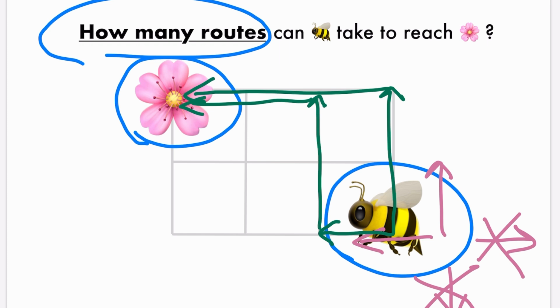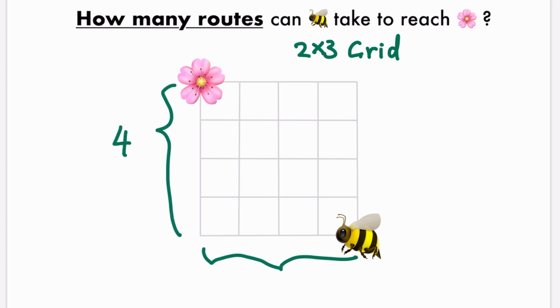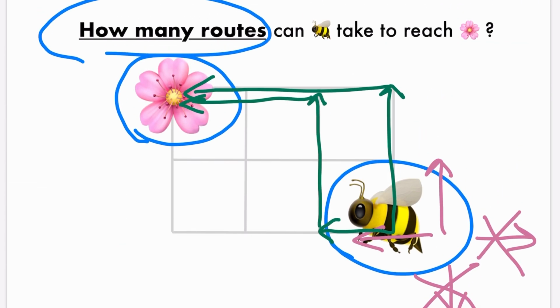If we extend this problem a little bit, instead of being placed on a 2 times 3 grid, this time the bee is placed on a 4 times 4 grid. How many ways are there? Please pause the video a little bit to think of the solution for these problems.